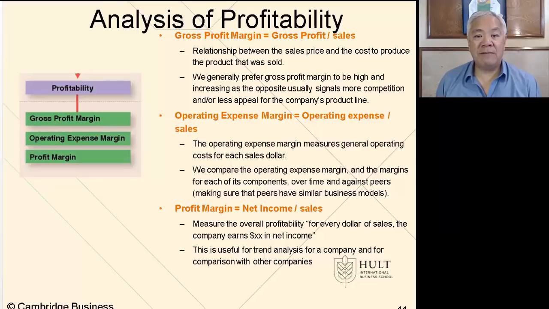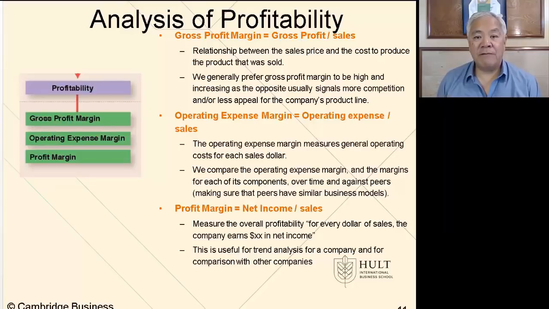How much money do you make from sales compared to your cost for that particular item? Next is operating expense margin, and it says, okay, let's look at all your expenses. How much does it cost to run the business? All the other things other than buying the can of Coke. And so we like operating expenses to be low. We like gross profit margins to be high.